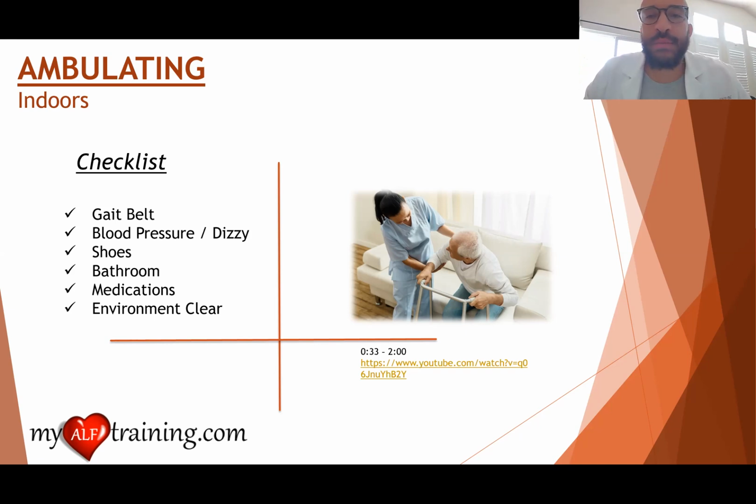So we've taken their blood pressure, we've gotten the gait belt. What's next? We want to get their shoes. So after we got the gait belt and blood pressure, they were feeling dizzy, we sat them up at the side of the bed. We had them take a few deep breaths. They feel fine now. Their blood pressures have been looking beautiful.